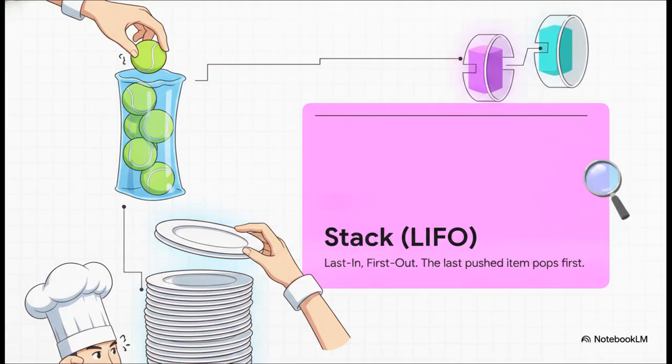We're moving from flexible lists to restricted access structures that have strictly enforced rules. First up is the stack. Just think of a stack exactly like a sleeve of tennis balls or those stacks of plates in a cafeteria. It strictly follows LIFO, last in, first out. The last item you push onto the stack is always the very first one you have to pop out.